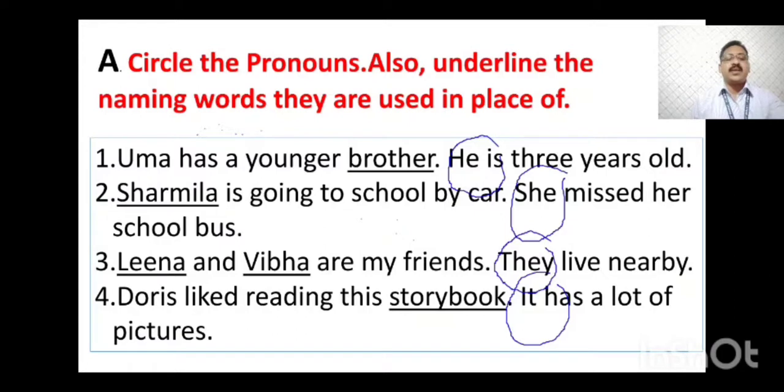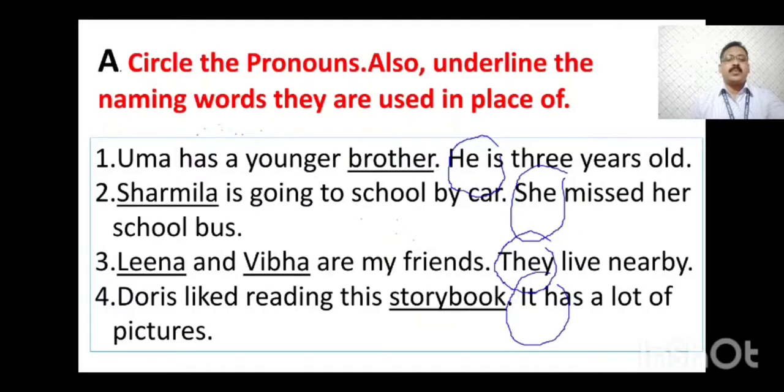They live nearby. As I told you, if it is more than one noun, you can see that more than one name is there. Lina and Viva are both girls. So we have used "they live nearby". So they is the pronoun used for Lina and Viva. So Lina and Viva is a noun, underlined. They is a pronoun, circled.